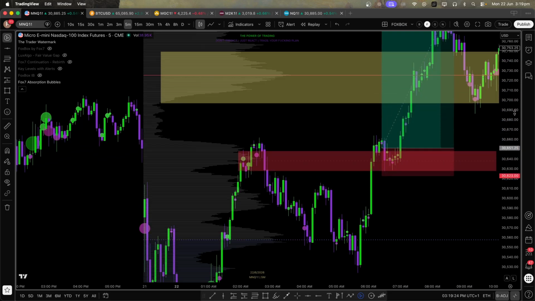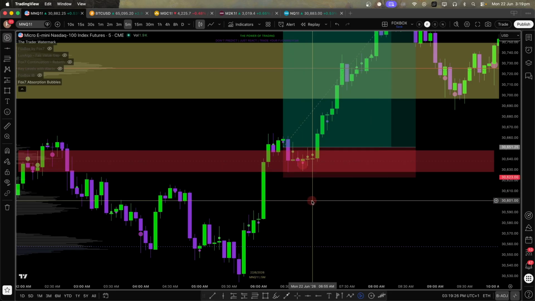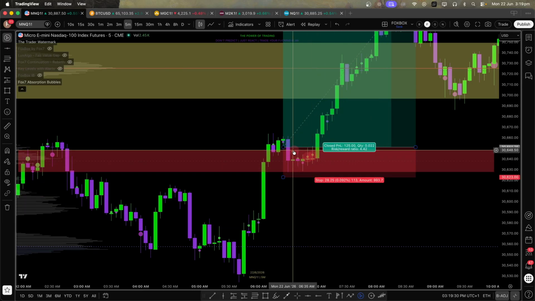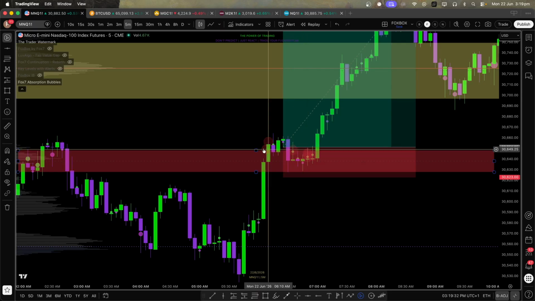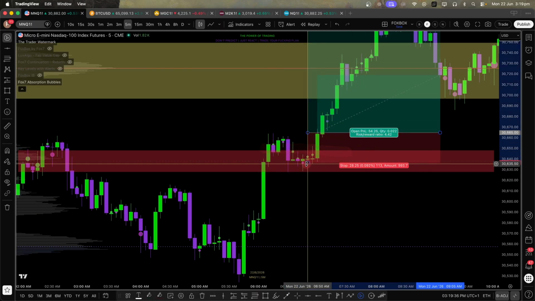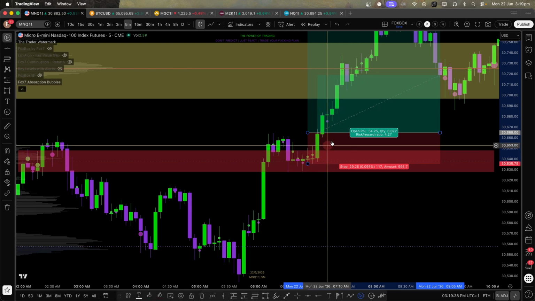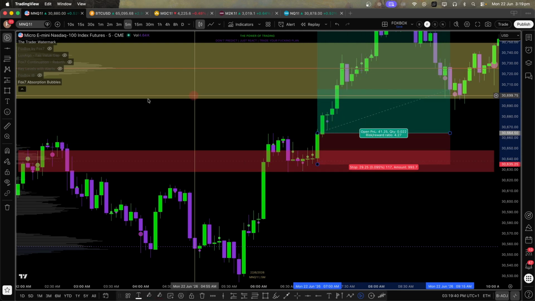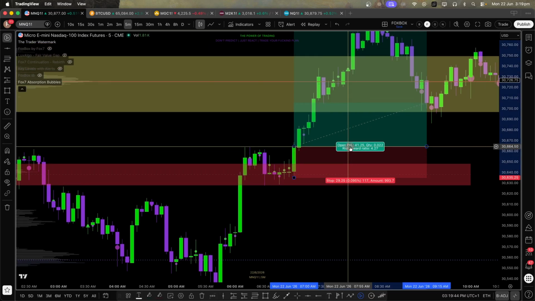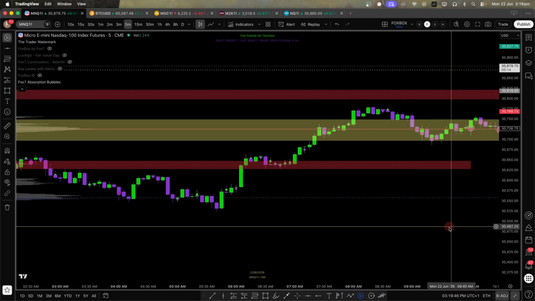Sellers tried to push price back down again, failed. Buyers started showing interest in these price points. So as soon as we close above, that could be your conservative entry, and then stop loss would be under the 5-minute candle, like you would, as I said, with volume profile. You do the same thing with initial balance, but with initial balance, you have a set level.